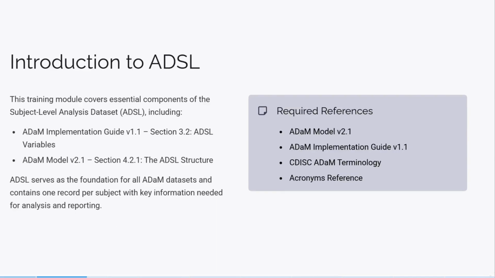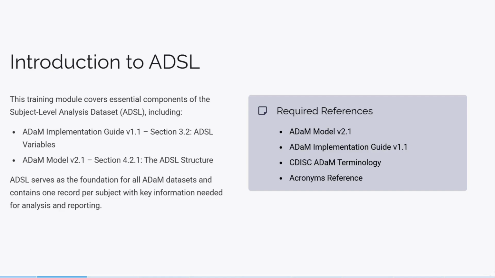The content for this training module will be ADSL. It will provide training related to all the relevant sections of the ADaM model and ADaM implementation guideline, and it is recommended to reference the following material for the training sessions. You have the model version 2.1 and section 4.2.1, which is the ADSL structure. If you have the ADaM implementation guidelines, you can go through section 4.2.1 where you have the ADSL structure.